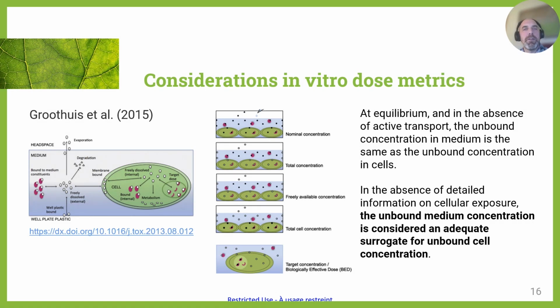Depending on the molecular target of the chemical with its related molecular initiating event, a specific in vitro exposure metric may be considered more relevant than the unbound concentration. A relevant paper on related considerations of in vitro exposure is shown here. It is noted that in case there is no insight into the specific molecular target of the chemical, nor information on cellular exposure in the in vitro test system, the unbound medium concentration can be generally considered an adequate surrogate for unbound cell concentration.